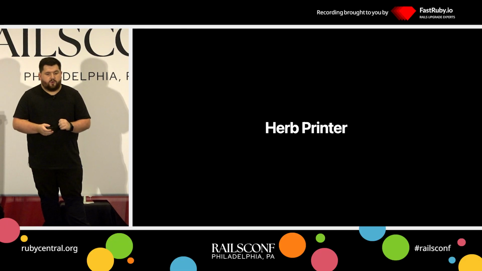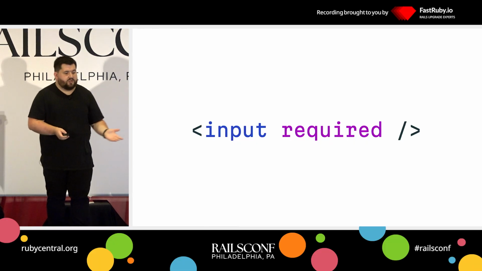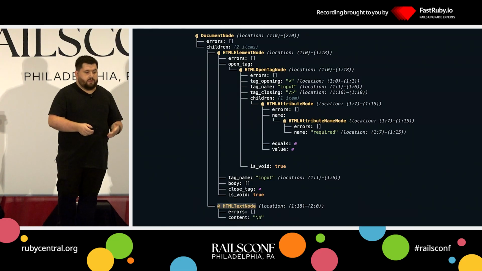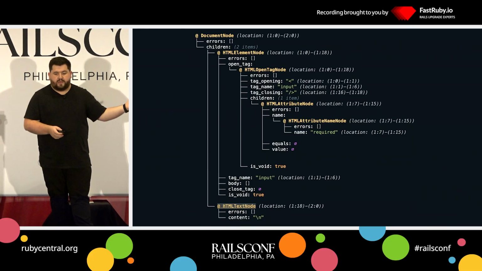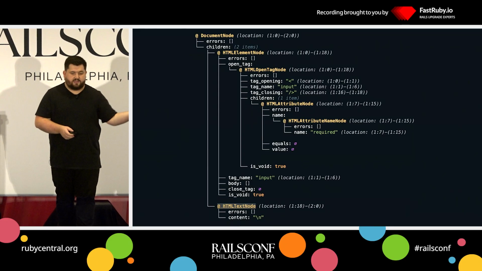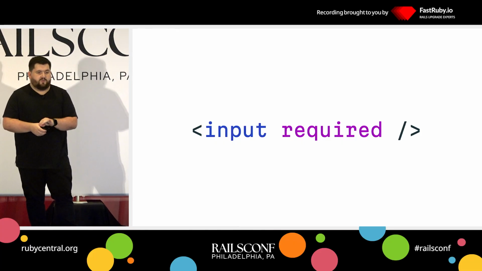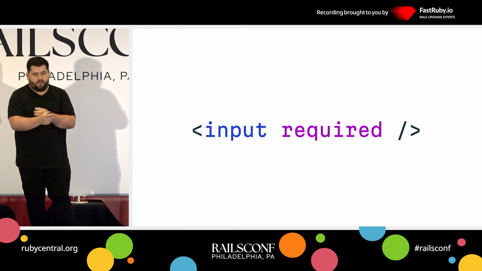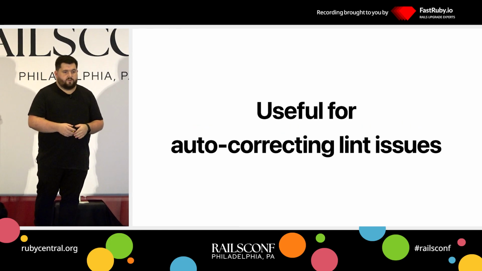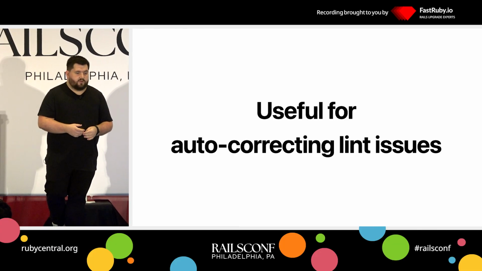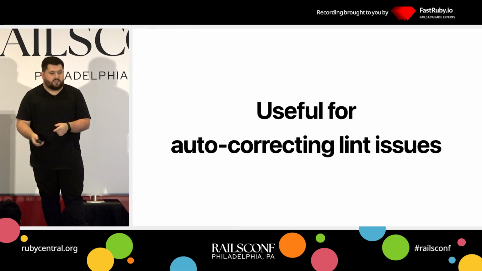Another utility is the Herb printer. The idea here is that you have some HTML or some ERB. When you parse it, you get the whole tree. But now when you have this tree, you want to get it back to the source, so the printer just takes this tree and brings it back to the source code. Which also means when we mutate the tree, we can do stuff in it, and this is going to be useful for when you want to build an autocorrector for the linter. So we can parse it, change the tree, print it back to source, and then write it to the file again.